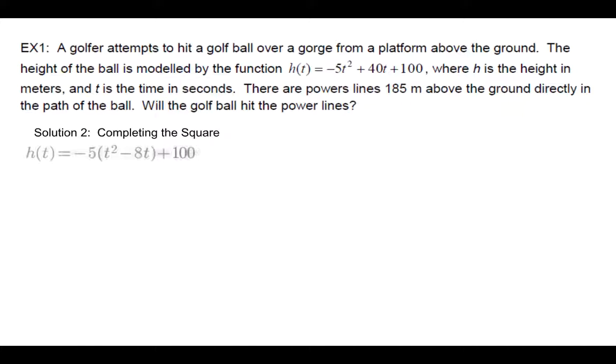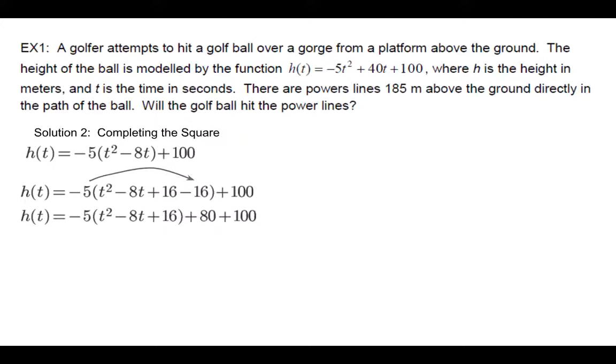And so we take out the -5, just like we saw before, and leave the 100 alone. We half the 8 and square it. So the number that we use to complete the square is 16. So we add and subtract 16. Take out the -16, because that's not part of the factors we want. So we get 80. And that plus 80 plus 100 is actually going to be the vertex.